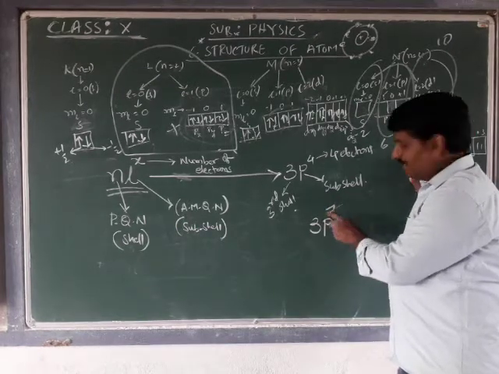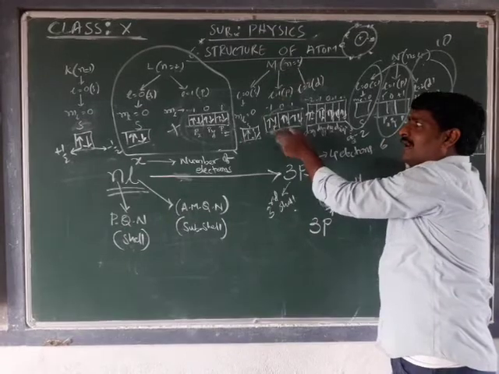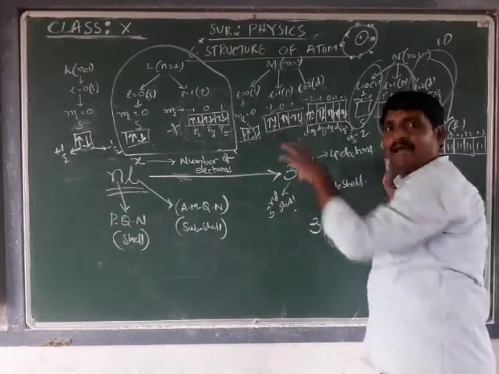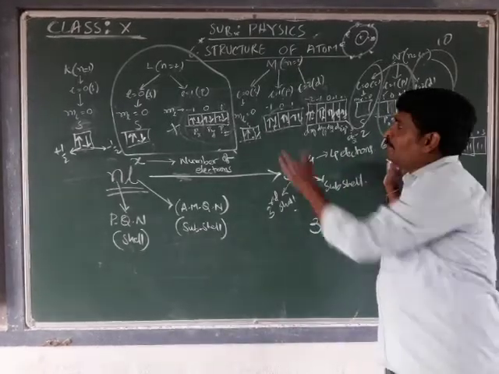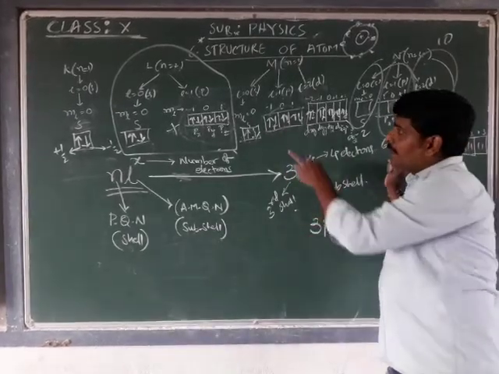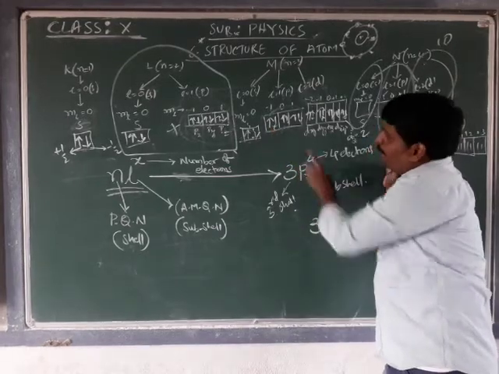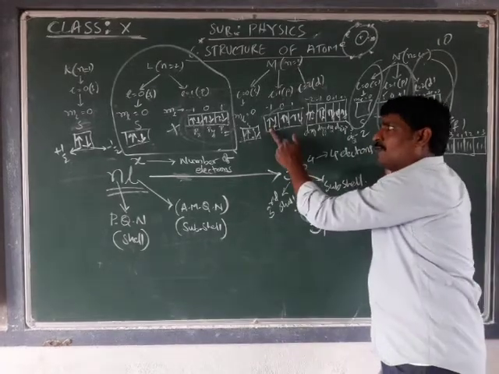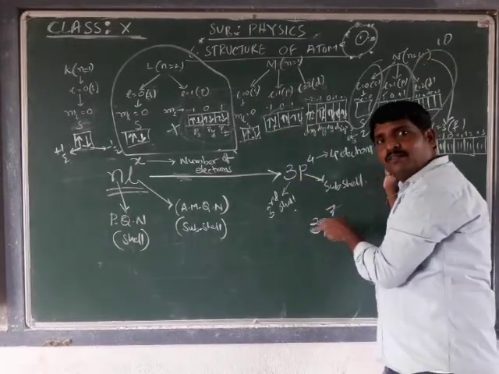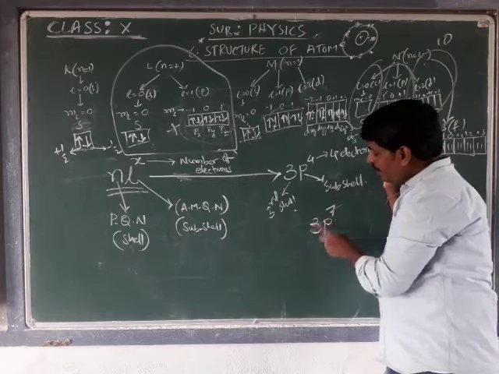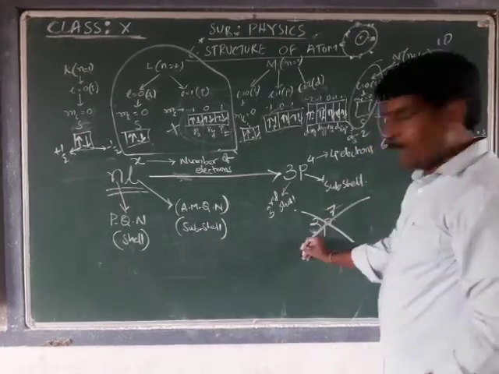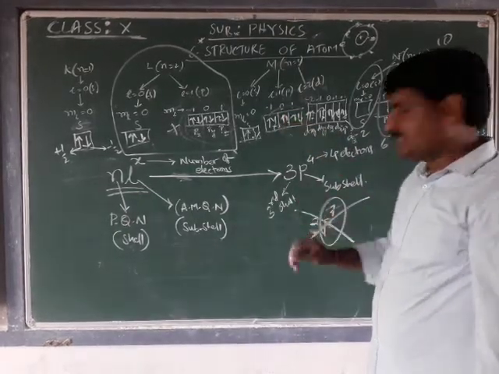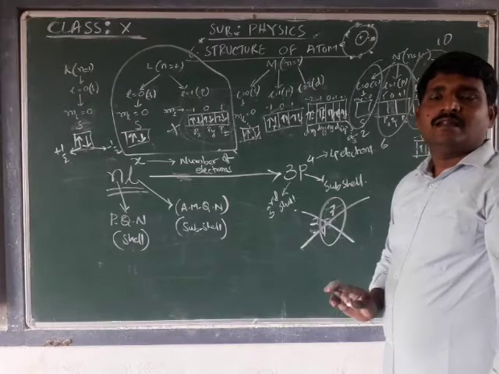No, because in 3p, I can fill only 6 electrons. 3p1 is possible, 1 electron I can fill. Maximum I can fill 6 electrons; more than that we cannot write. Because P contains 3 orientations and we can have maximum 6 electrons. So 3p1, 3p2, 3p3, 3p4, 3p5, 3p6 I can write, but 3p7 I can't write, because this P has the ability of accommodating only 6 electrons. 3p7 is not possible to write.